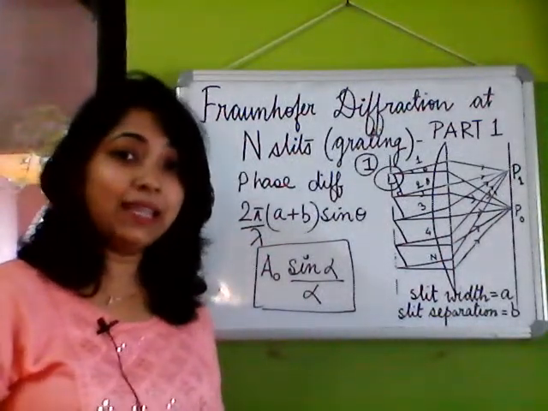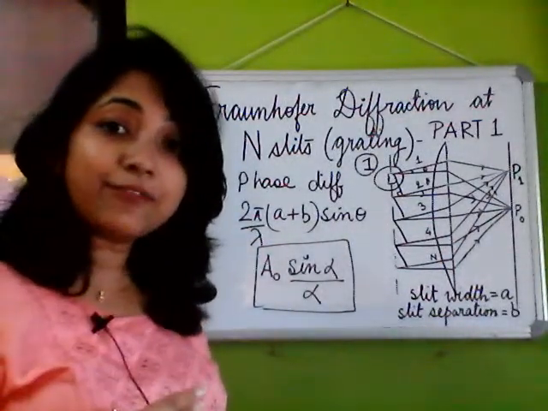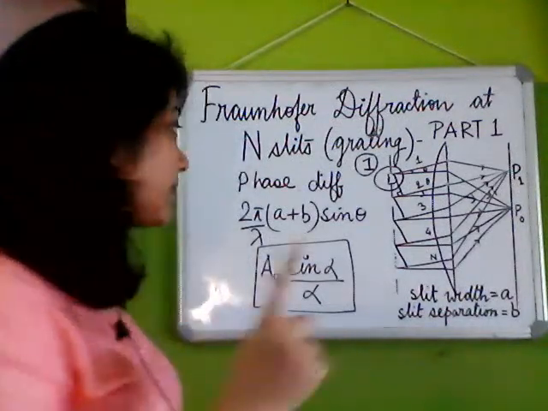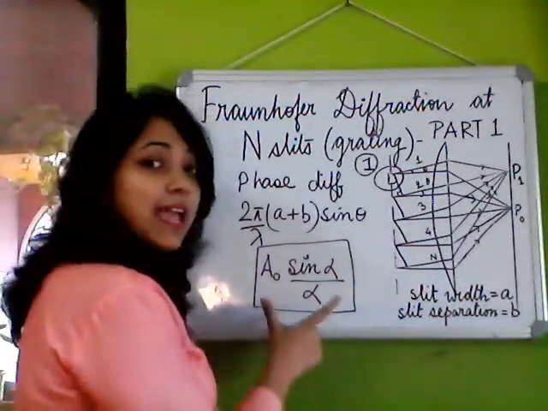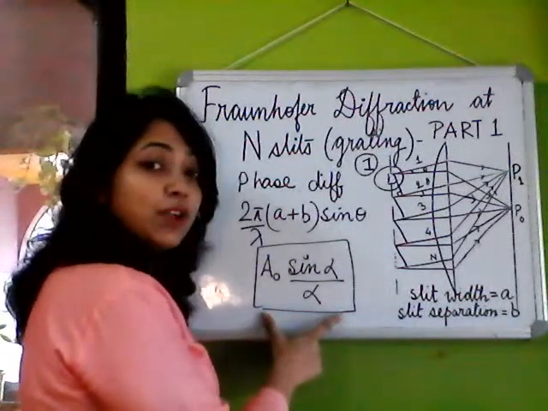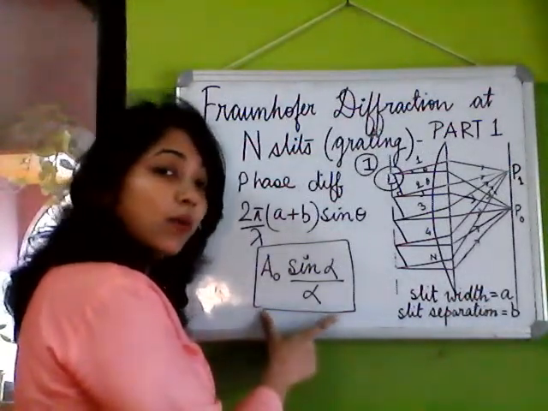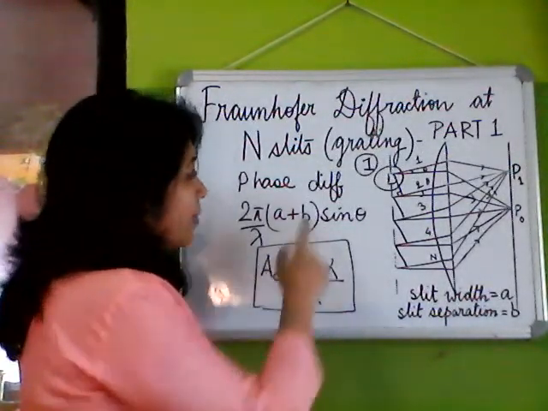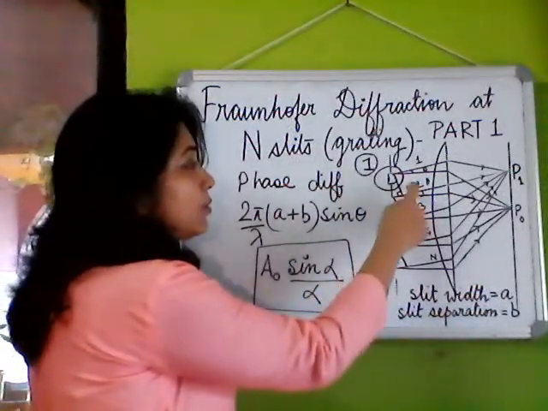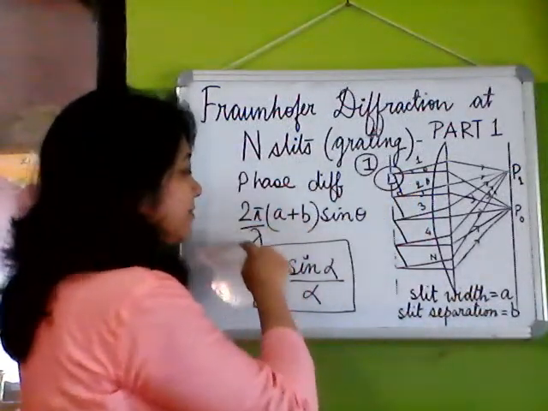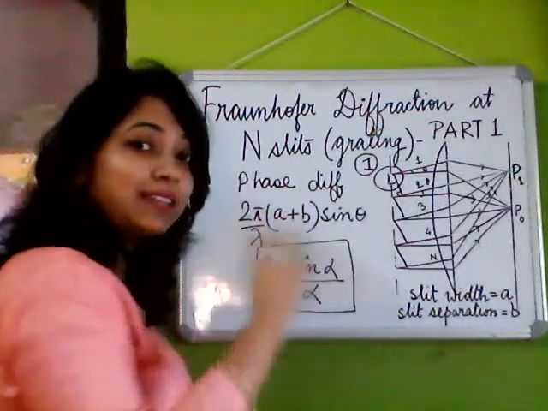So with this, what is the extra information that we have calculated? The extra information is that, along with this amplitude of each of the waves, we also know that from source number 1 to source number 2, their phase difference is 2 pi by lambda (a plus b) sin theta.